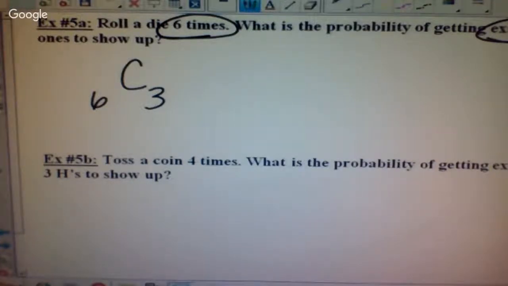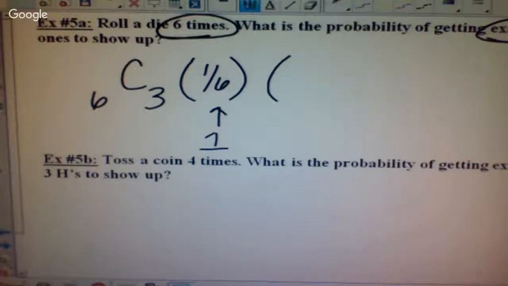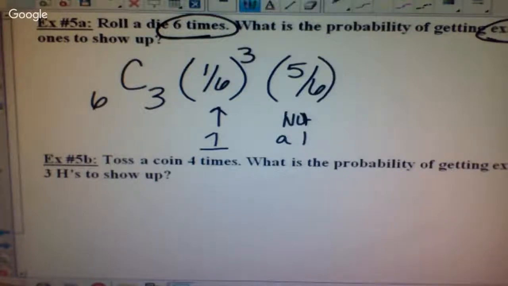What number specifically do I want to show up? 1. What is the probability of getting a 1? 1 out of 6. What's the probability then of getting not a 1? 5 out of 6. How many 1s do I want to have show up? 3. If I'm doing a total of 6 times and I want 3 1s, I want 3 that are not. Very good. That's it.